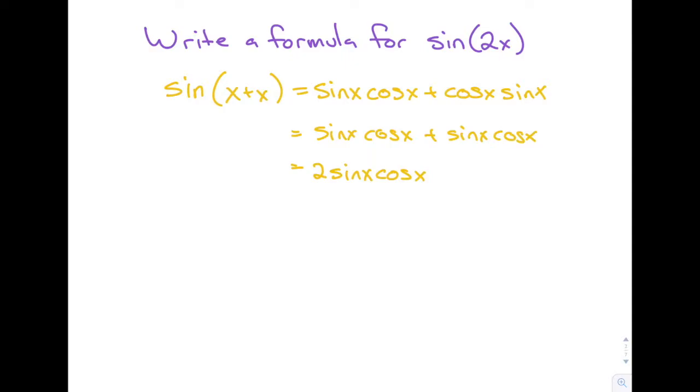Again, I want to really drive home that knowing your addition and subtraction formulas for sine and cosine is really important. We use that a lot. You can derive the addition and subtraction formulas for tangent, and you can derive many relevant formulas, so make sure that you know those well. So the double angle formula for sine of 2x is 2 sine x cosine x.